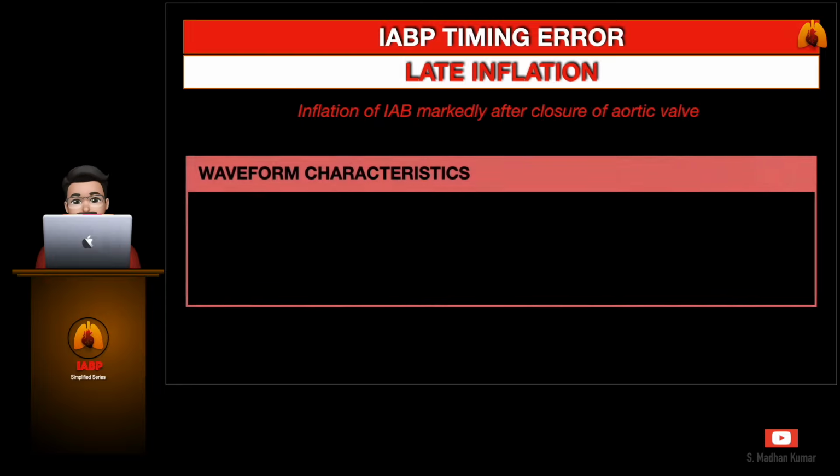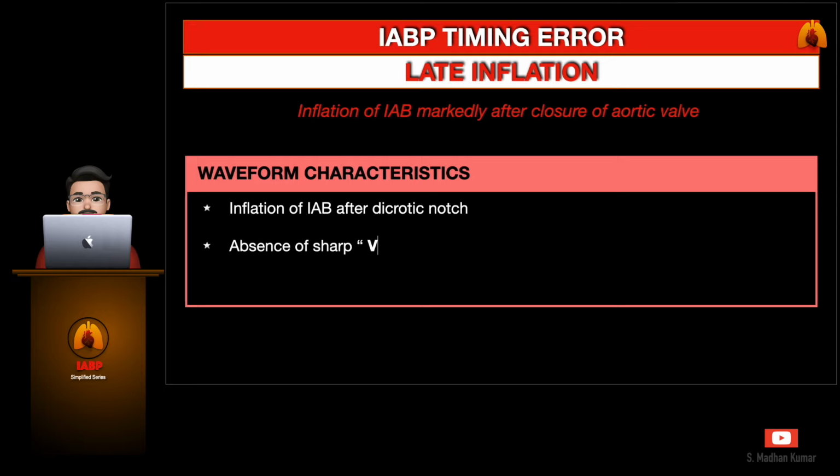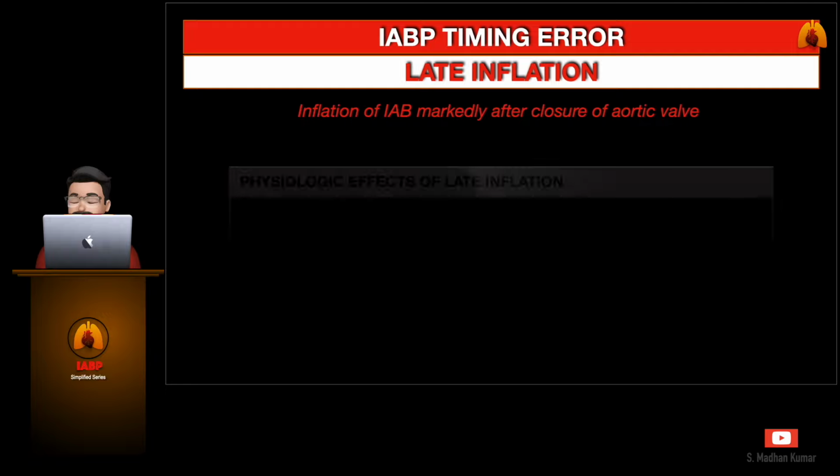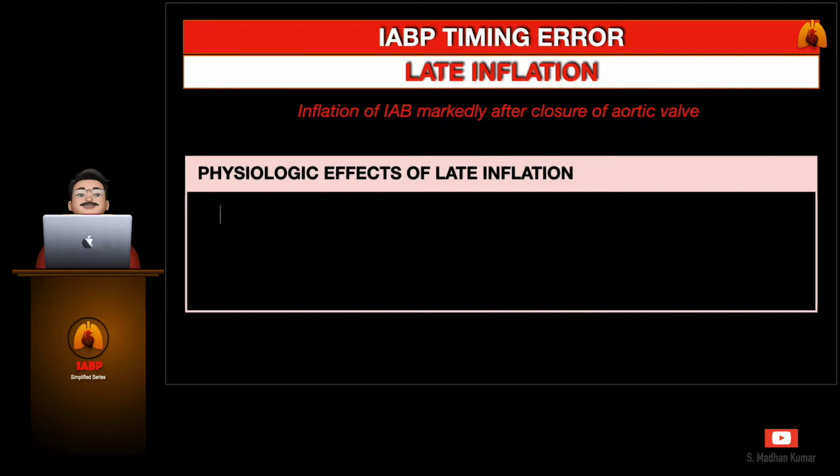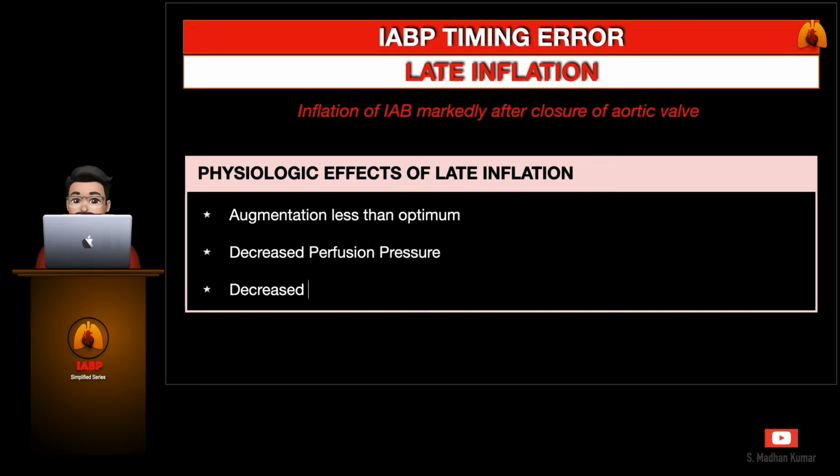The waveform characteristics of late inflation are inflation of intra-aortic balloon after dicrotic notch, absence of sharp V, suboptimal diastolic augmentation. The physiologic effects of late inflation are augmentation less than the optimum, decreased perfusion pressure, and decreased volume to the coronary arteries.